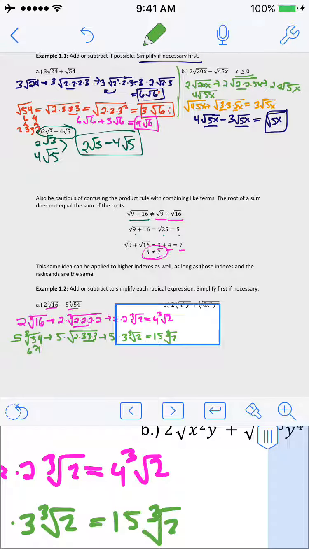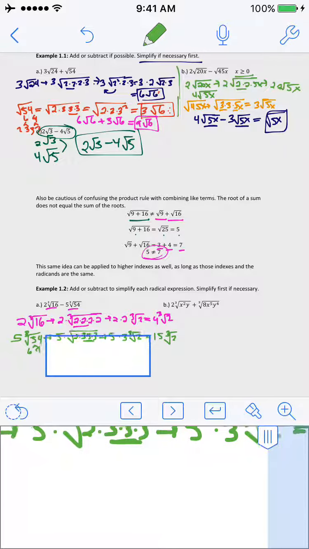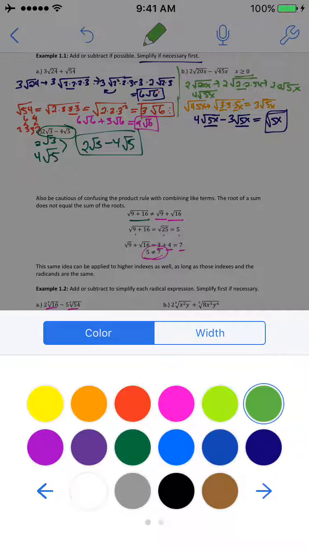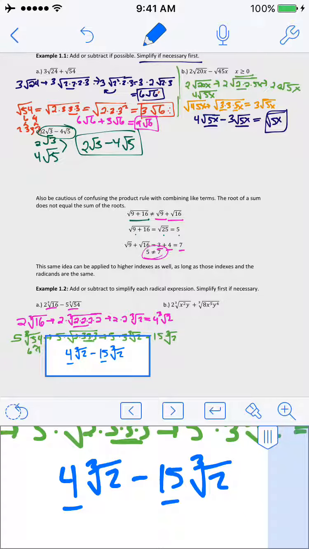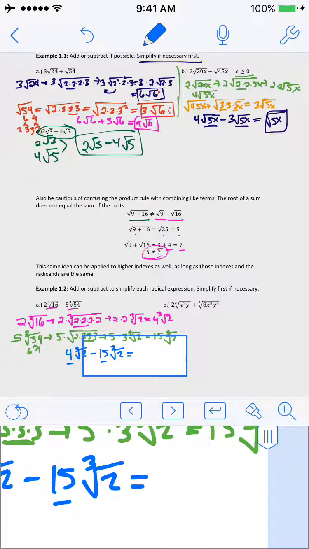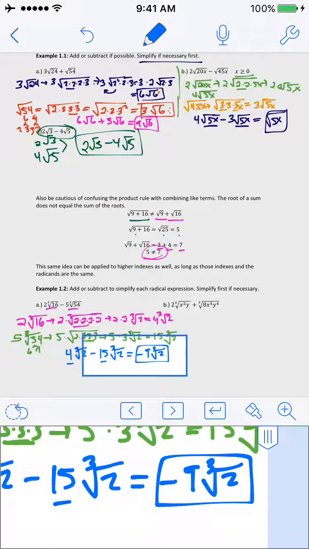And oh good, now they match. So now I can actually subtract them. So 4 cubed root of 2 minus 15 cubed root of 2, right? I'll treat those like coefficients. They are coefficients. They're the thing in front. So I will subtract those guys. I get negative 9 cubed root of 2. And that is my final answer. Negative 9 cubed root of 2.